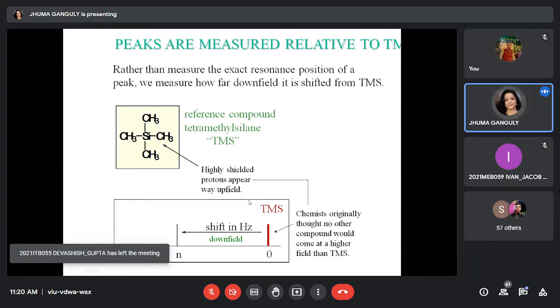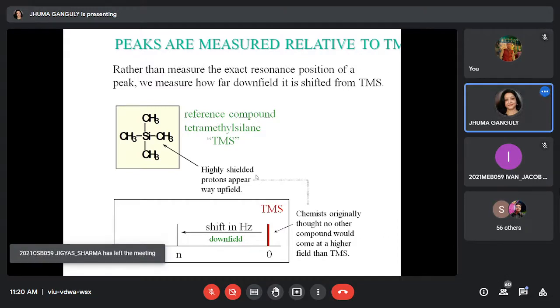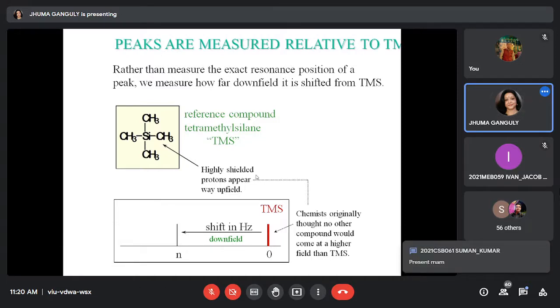So what does shielded mean? The electrons are sealed. What is the meaning actually? You have to capture this thing, chemical shift. Otherwise, this is your part for the semester exam. So what does shielded mean?